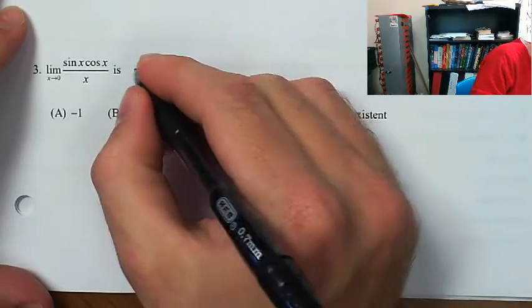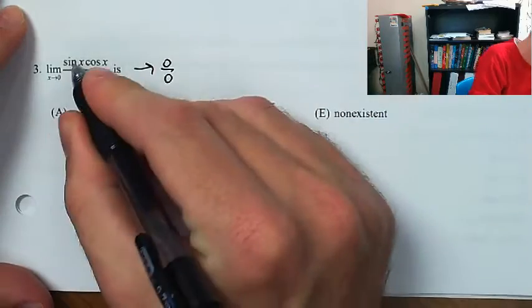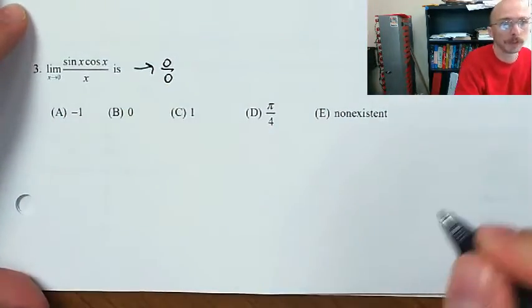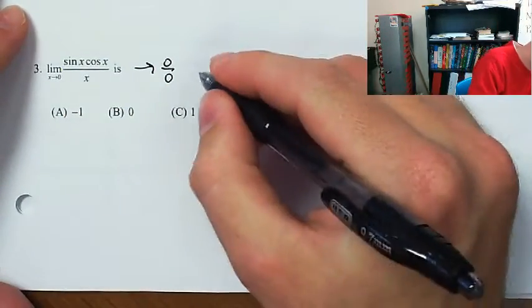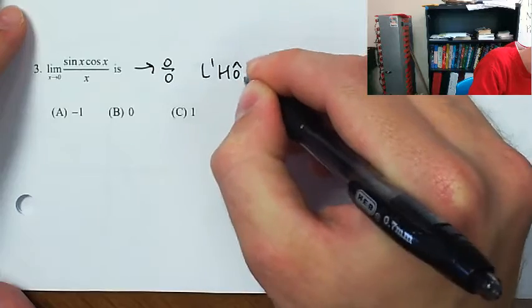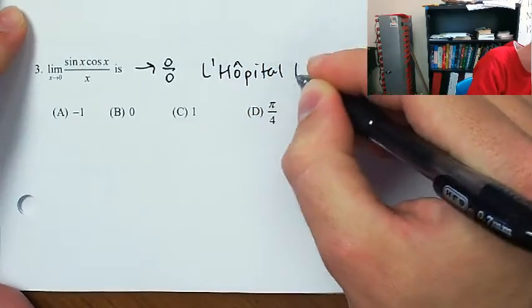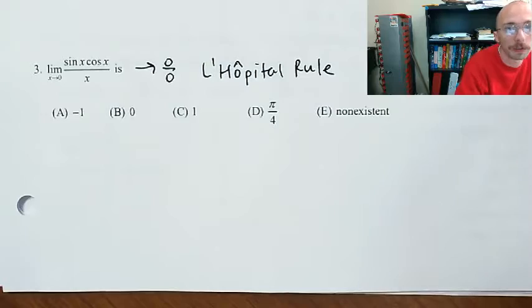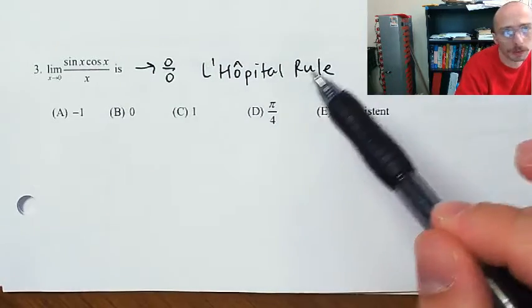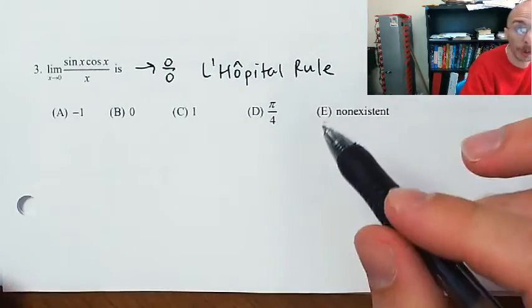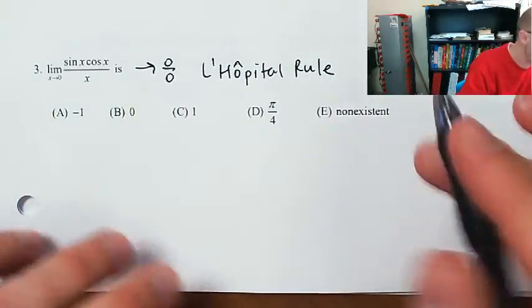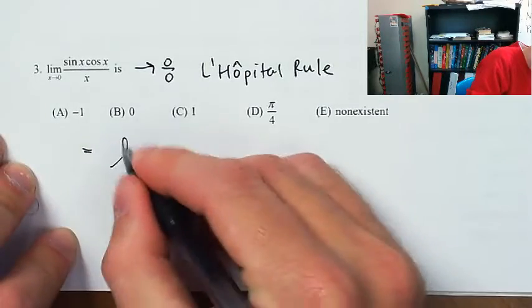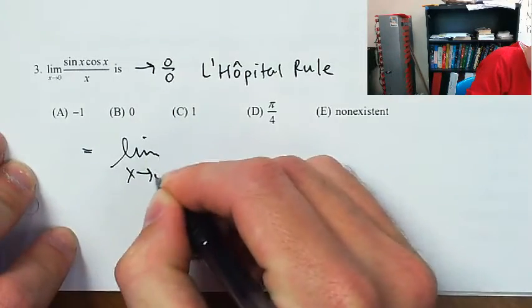Well, I plug this in, and it's going to go to 0 over 0, right? Because sine of 0 is 0, and when x is 0, the denominator is 0. So I'm going to use L'Hopital's rule. Now, if you're doing this for time, or you're working on this in your real exam, you're not going to write L'Hopital's rule. You're just going to do L'Hopital's rule on multiple choice. For free response, we know we need to justify our answer, and we know how to do that. We know it's going to be the limit as x approaches 0.